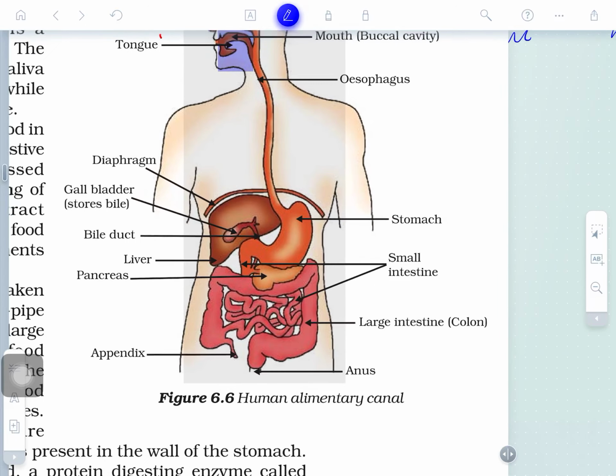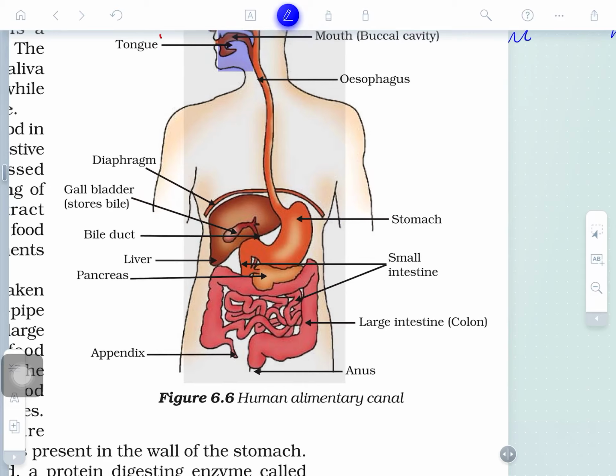Clear? Now the second sac-like structure is called the stomach. So I need to give the stomach. What is the stomach? The stomach is a sac-like structure. On the wall of the stomach, secretory glands are found. They are called gastric glands. Their main working is to secrete gastric juice. The juice contains HCl. Is that clear?